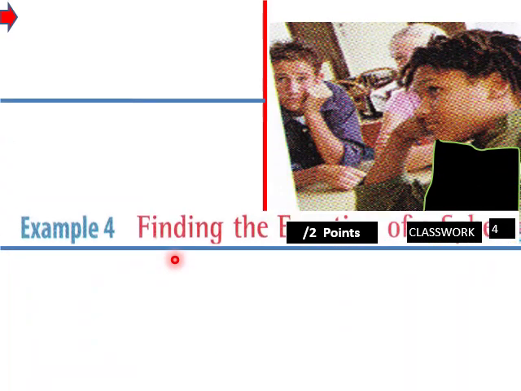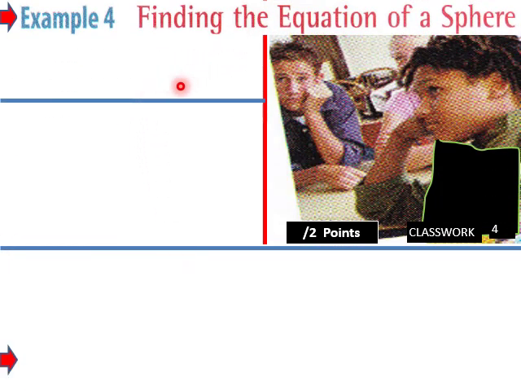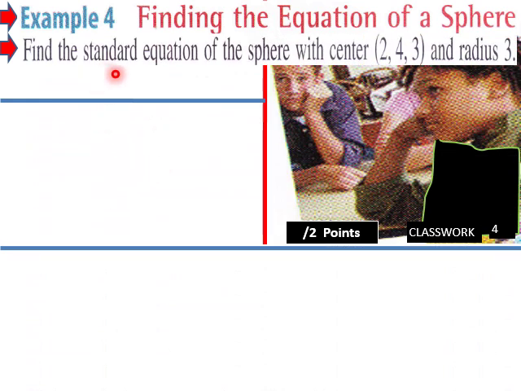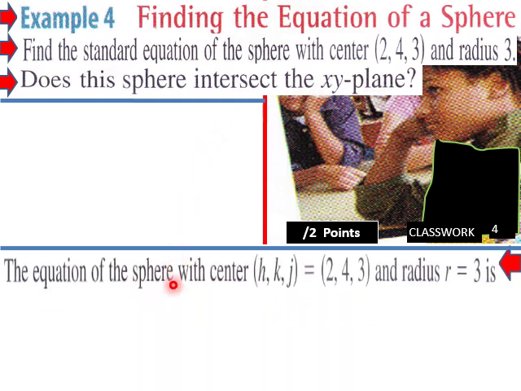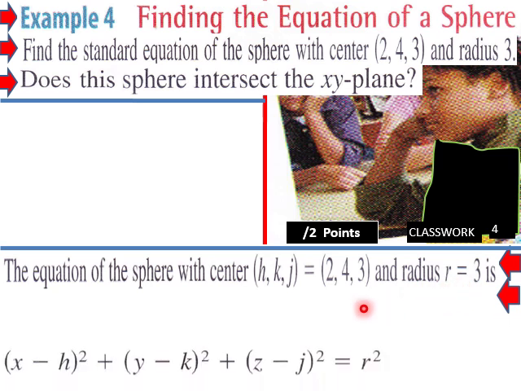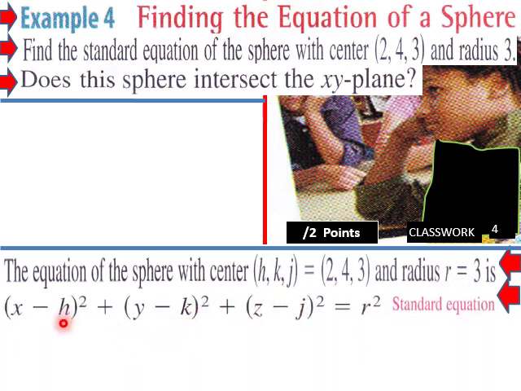So let's try one. Finding the equation of a sphere. Find the standard equation of the sphere with center at 2, 4, and 3, and radius 3. Does this sphere intersect the xy plane? That is a good question to ask. The sphere has center h, k, j equals 2, 4, and 3, and radius equals 3. What are we going to do with it? So here's our standard equation of a sphere.